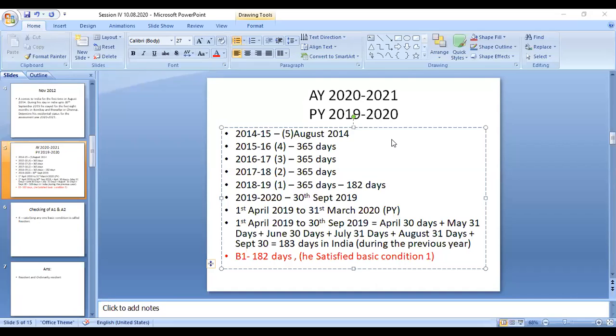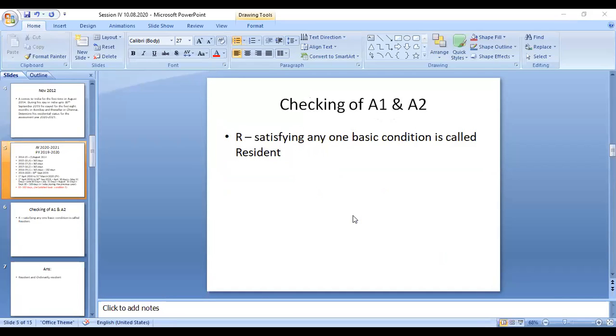Right, so now we have to calculate. We have to check the residential status as per additional condition one. What is additional condition one? Out of 10 previous years, 2 years must be resident in India.